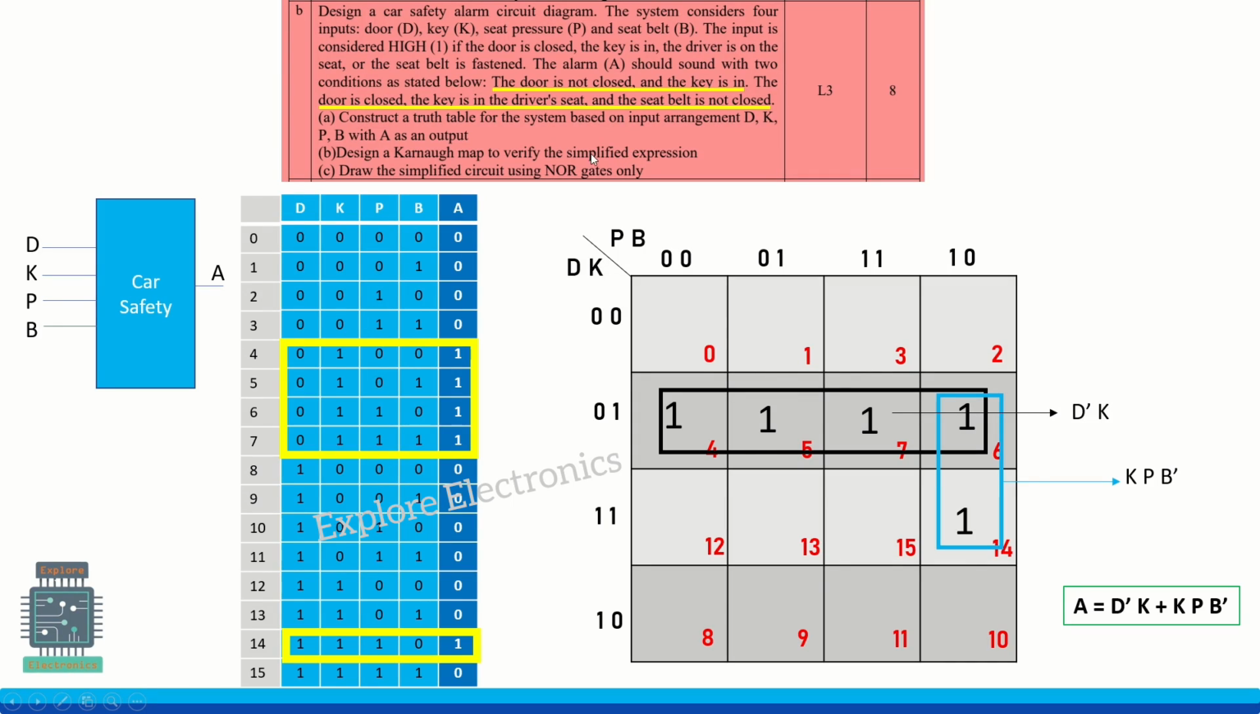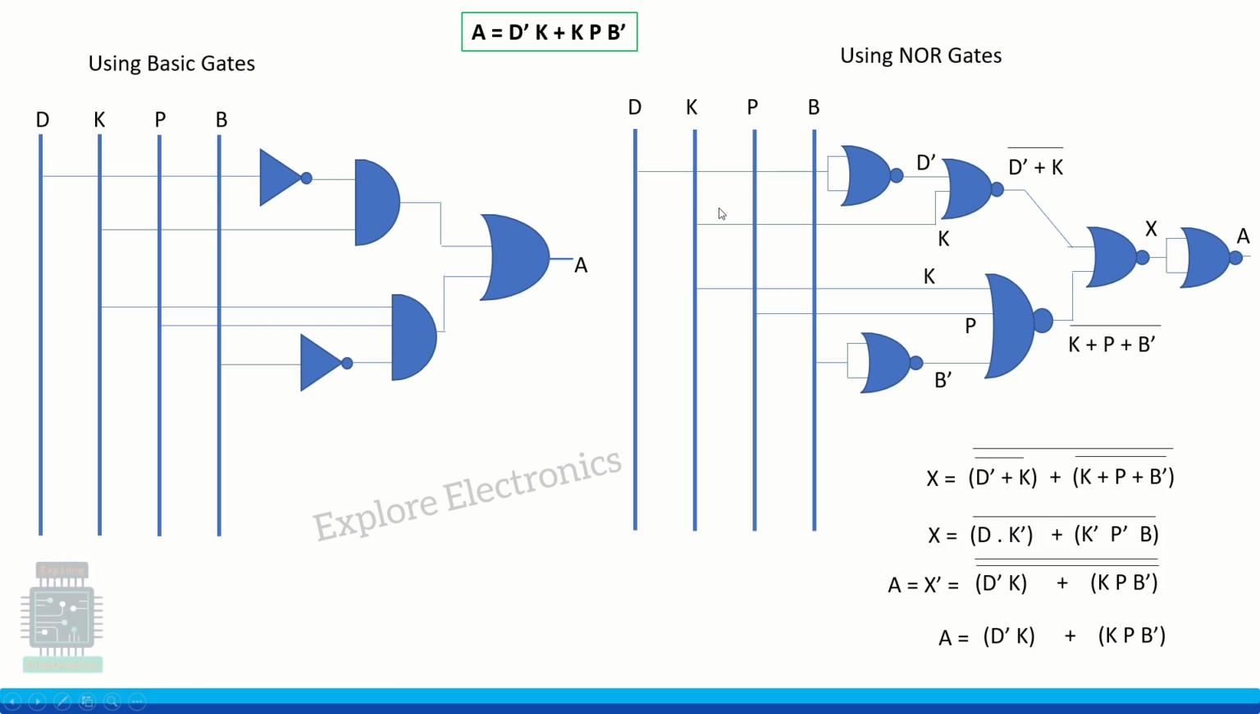Now we need to take this as the simplified expression. We need to implement it using NOR gates. So first you can see here, I have implemented this using basic gates. Basic gate implementation is very simple for us. We can use only NOT gate, AND gate and OR gate to implement any given function. But in the question they have asked to implement using NOR gates. So depending on the basic gate implementation, if you replace these gates using NOR gates and put one more NOR gate at the output, it satisfies the condition. That is the simplest method we can follow.